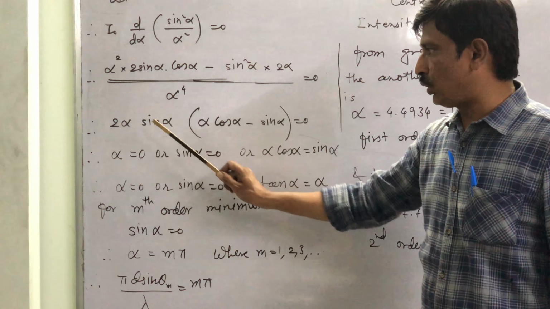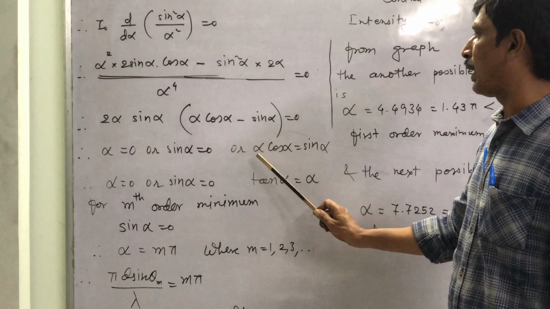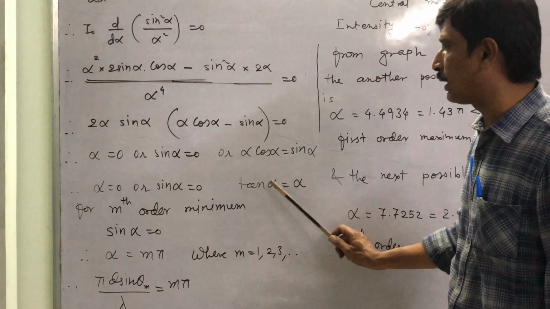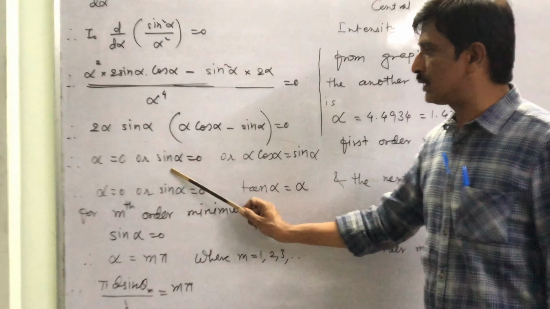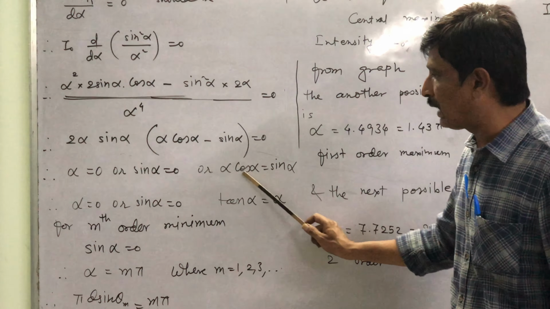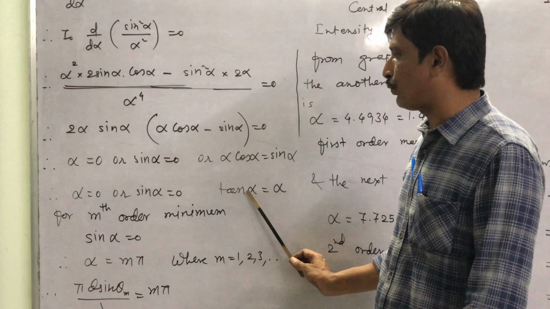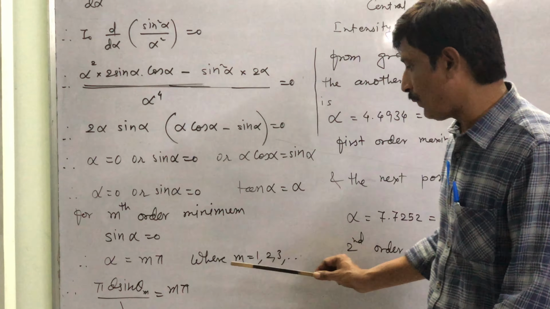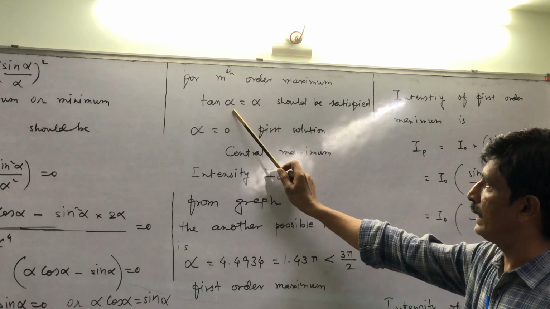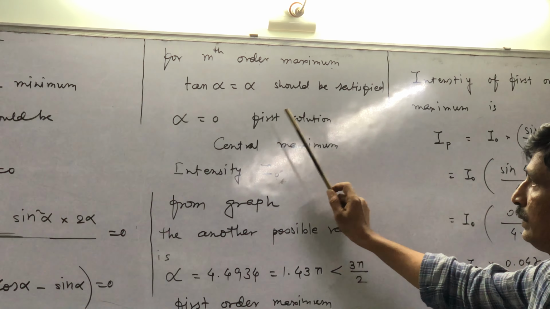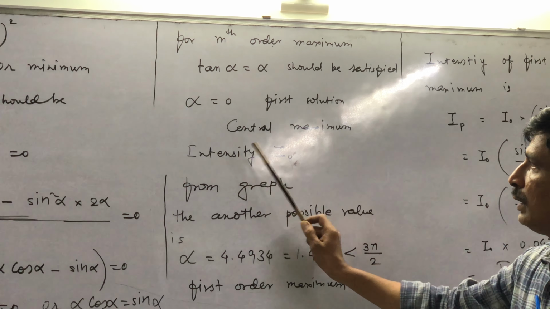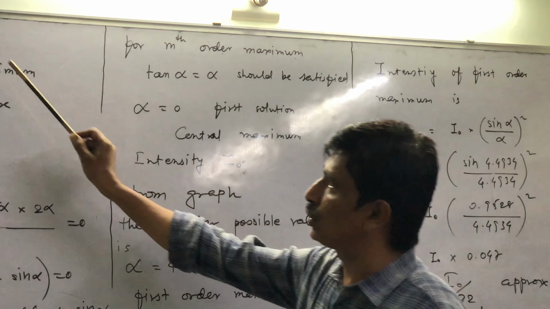So α equal to 0, or sin α equal to 0, or α cos α equal to sin α. So α equal to 0, or sin α equal to 0, or tan α equal to α. sin α equal to 0 is the condition for mth order minimum. But if we satisfy tan α equal to α, this is the condition for mth order maximum. So first condition is α equal to 0. This is the central maximum, and the intensity of the central maximum is I₀ because this is 1.